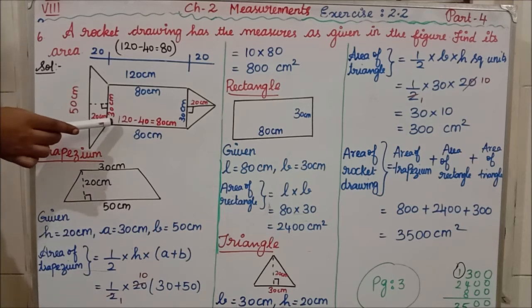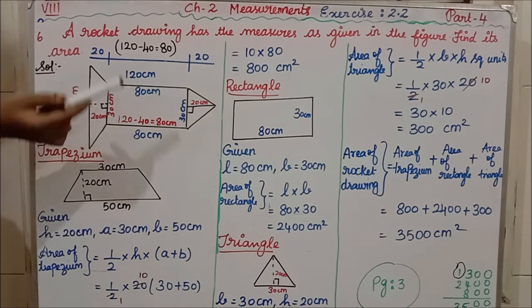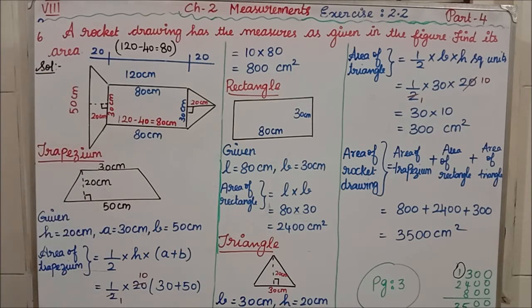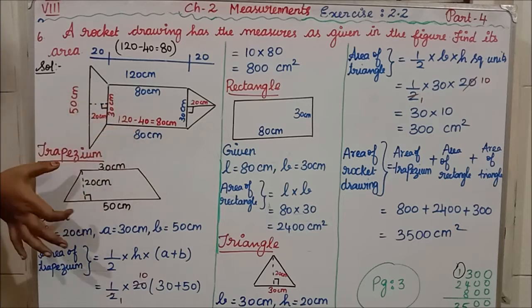Now we have got the length of the rectangle as 80 centimeter. Here 80 centimeter means here also 80 centimeter, because in a rectangle opposite sides are equal. Clear students? Now I have taken each diagram separately and I have solved the area. Likewise you also have to copy in your classwork. See, the first diagram I have taken from this rocket is the trapezium shape.